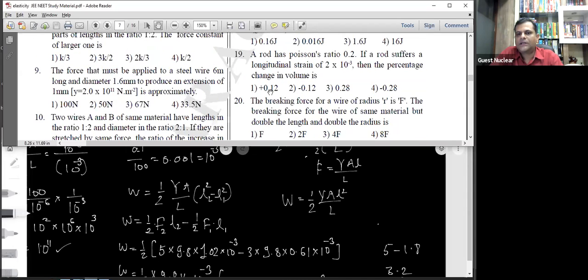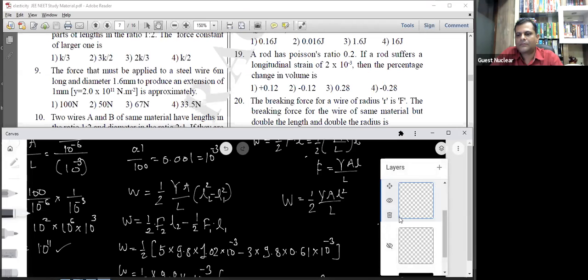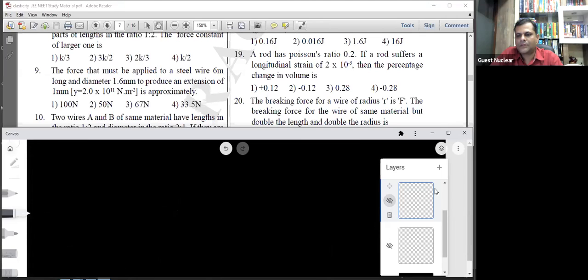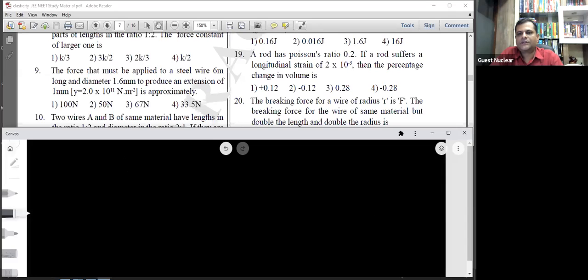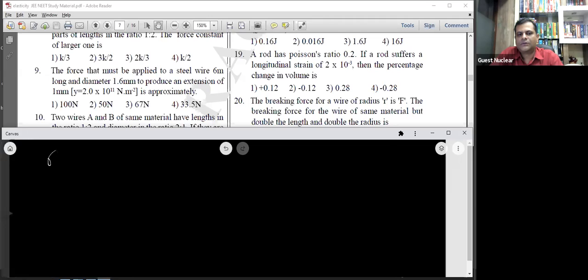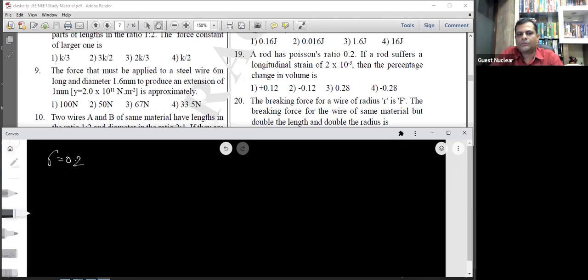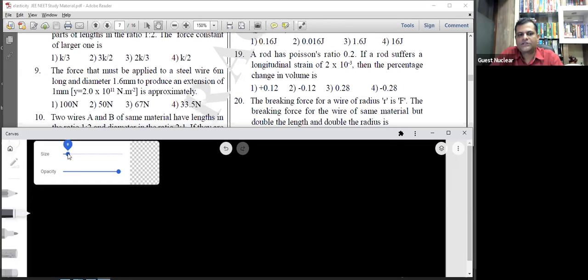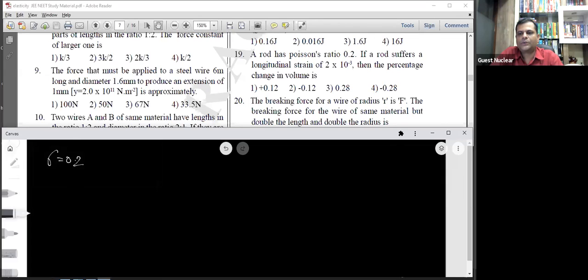Okay, ये कर सकते हो 19th one. 19th. Yes, the rod has a Poisson's ratio 0.2. Okay, तो रॉड का जो Poisson's ratio है वो दिया हुआ है 0.2 करके.